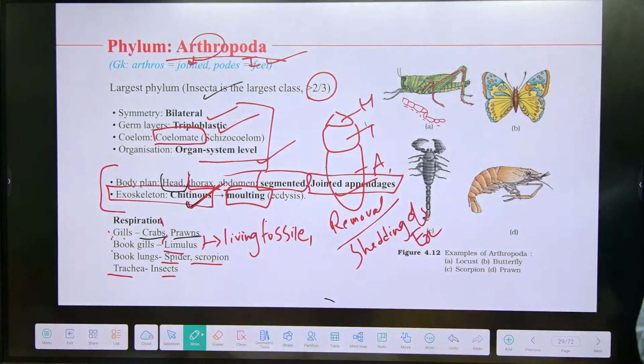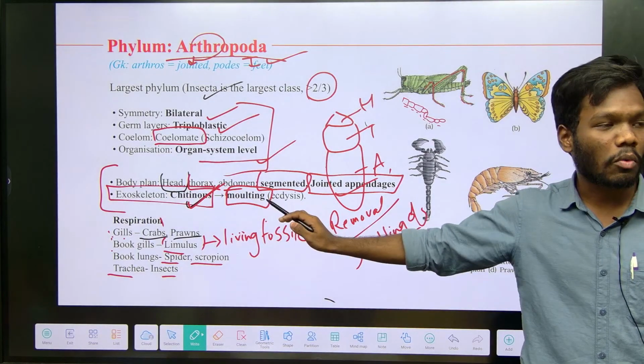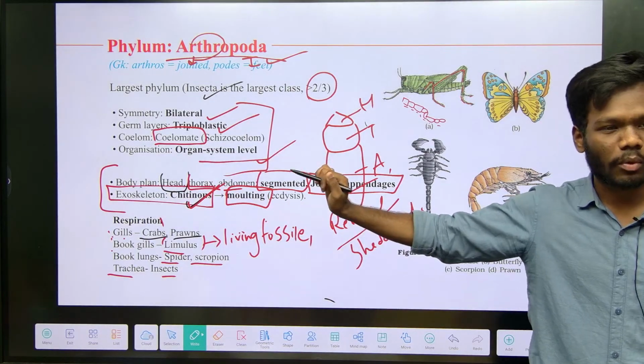Shedding of the exoskeleton is also called moulting. It removes its outer exoskeleton, and that process is called moulting. This moulting is the characteristic feature of the Arthropoda family, right?